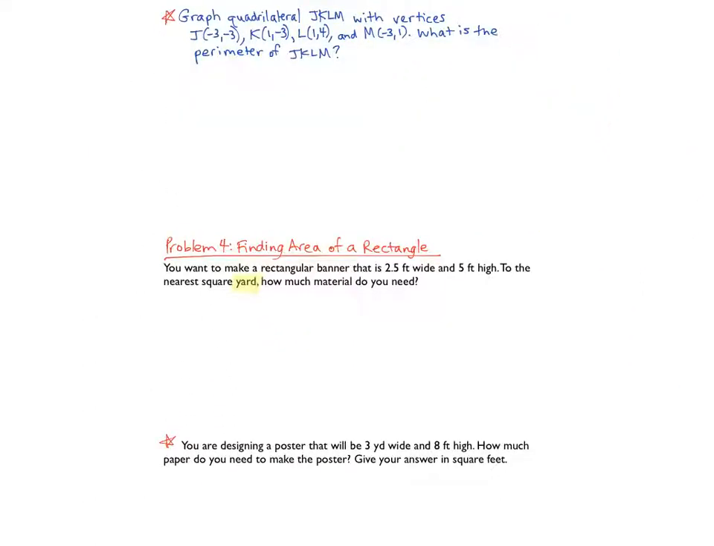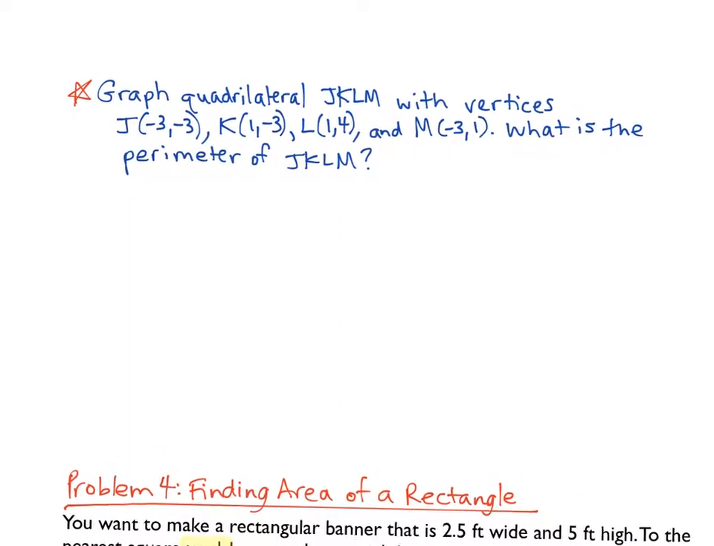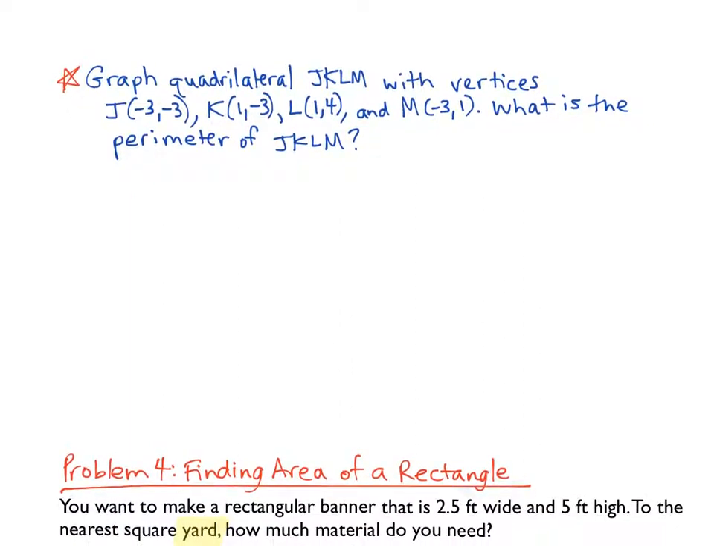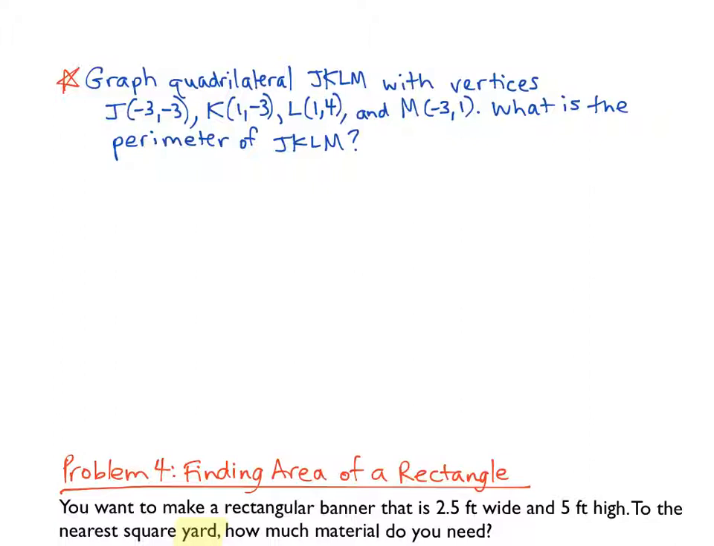Okay, so next slide you can try this on your own. Here we have a quadrilateral with vertices. So I'm giving you the 4 points of the quadrilateral. What's the perimeter of JKLM? I'm asking you to graph this first. So draw this out and then calculate the distance of each of the 4 sides, and add them up. Try this on your own and then come back for the solution.